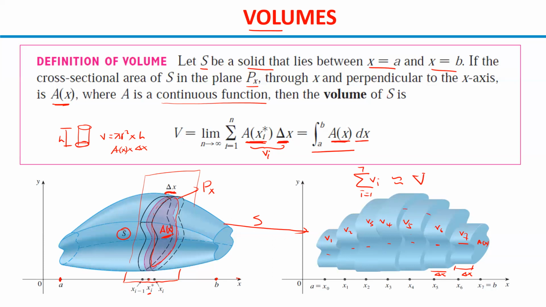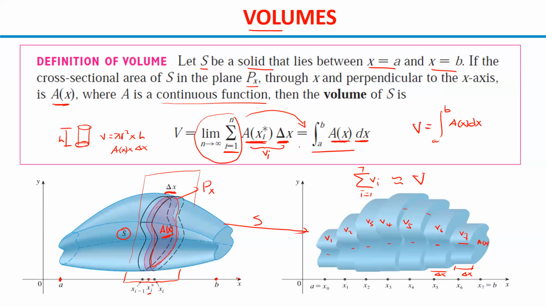But now, if we sum up to infinity, where n is approaching infinity, this will be directly changed into integration. So the integration from A to B of the cross-sectional area, with its variable of integration dx, will be the volume. So simply, volume is defined as the integration from A to B of the cross-sectional area times dx. This will give you the volume of the solid region S.